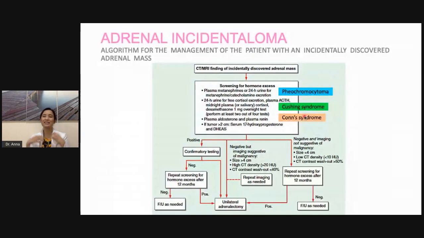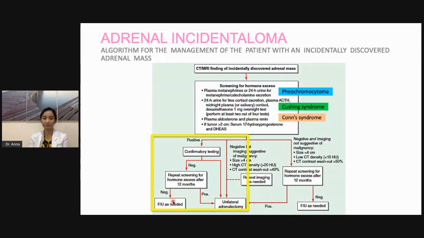Now, if the patient only has money for one test, you screen for pheochromocytoma. If any of these are positive, you do confirmatory testing. If it's negative, you just repeat and screen again after 12 months. If it's negative, then probably it's just an incidental. You don't need to do anything with it.